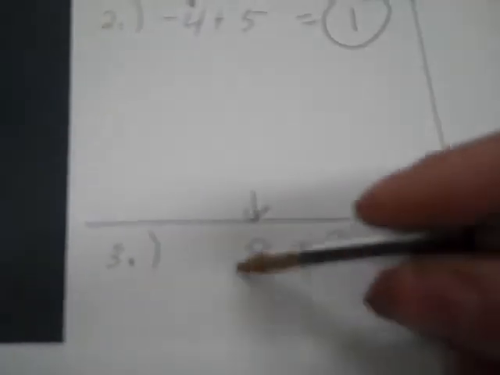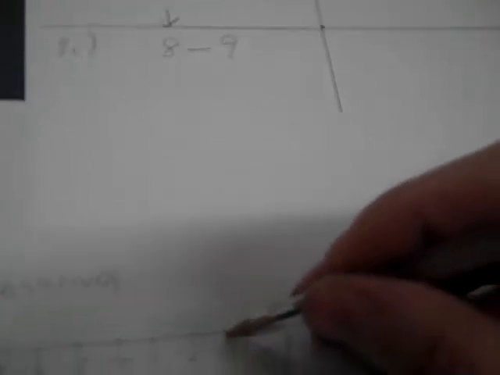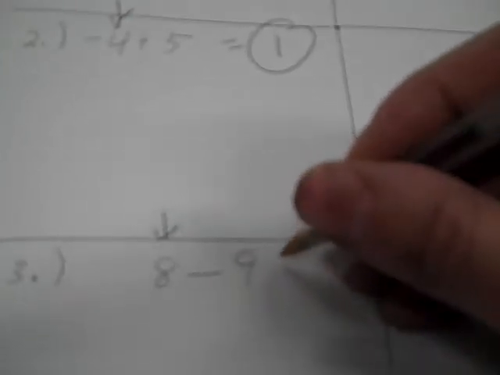Okay, +8 minus 9. So I start at 8 and it's positive, so 8's right here. And when I'm minusing, I'm going to go this way 9 slots. So 1, 2, 3, 4, 5, 6, 7, 8, 9. So that takes me to my answer, which is -1.